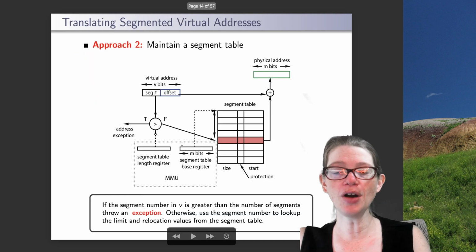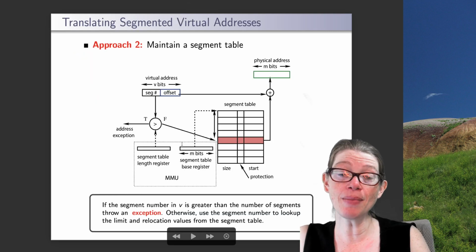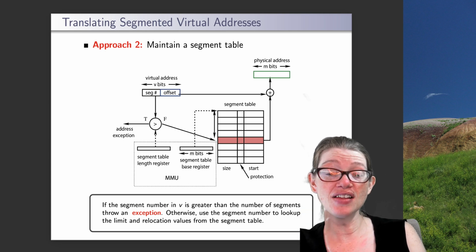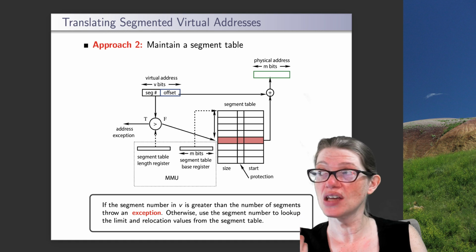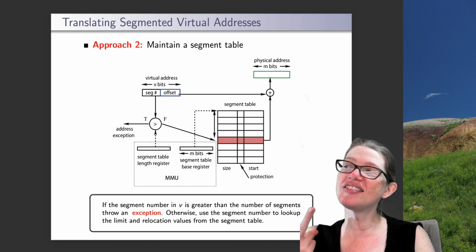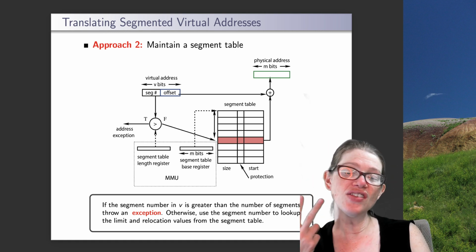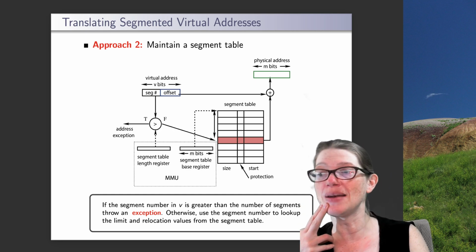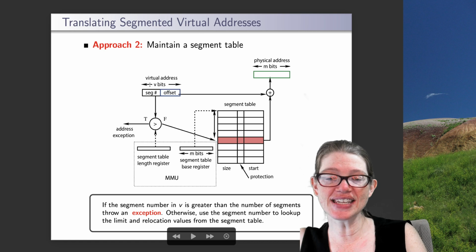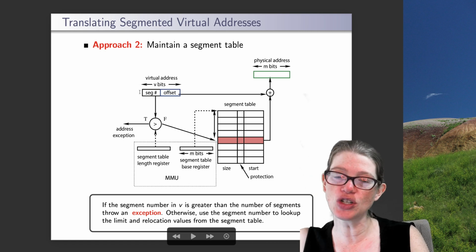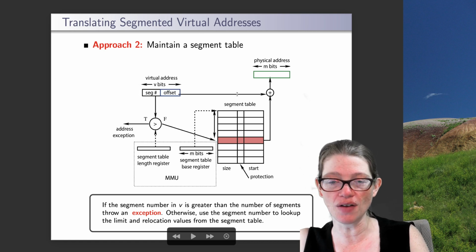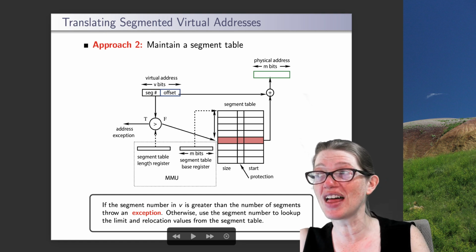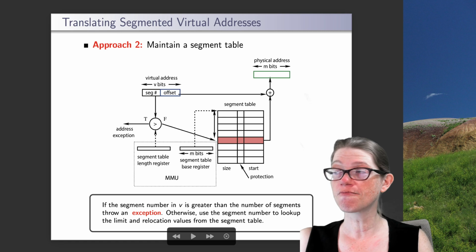A more modern approach is that the MMU contains only 2 registers. The first register tells us how many segments there are in the address space, and the second register tells us the address of what's known as the segment table in memory. The MMU still splits the address into 2 parts: the segment number and the segment offset. If the segment number does not correspond to a valid segment, we throw an exception.